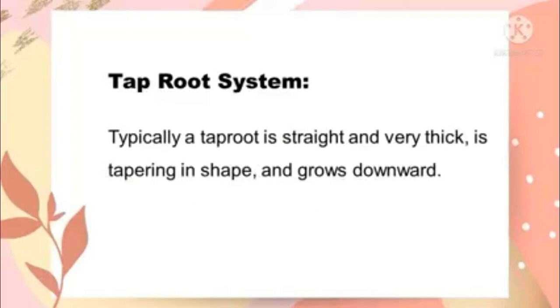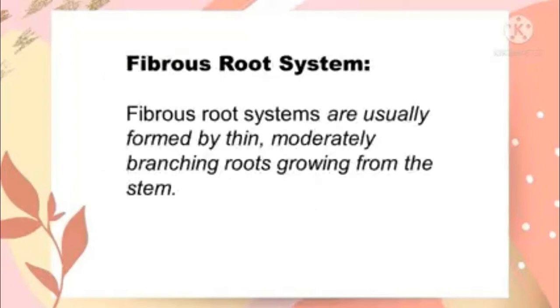Example, carrots. And the last one, fibrous root system. Fibrous root systems are usually formed by thin, moderately branching roots growing from the stem. Fibrous root can be observed in most monocotyledonous plants and other plants like ferns, and is also called an adventitious root system. For examples, grasses, rice, and corn.